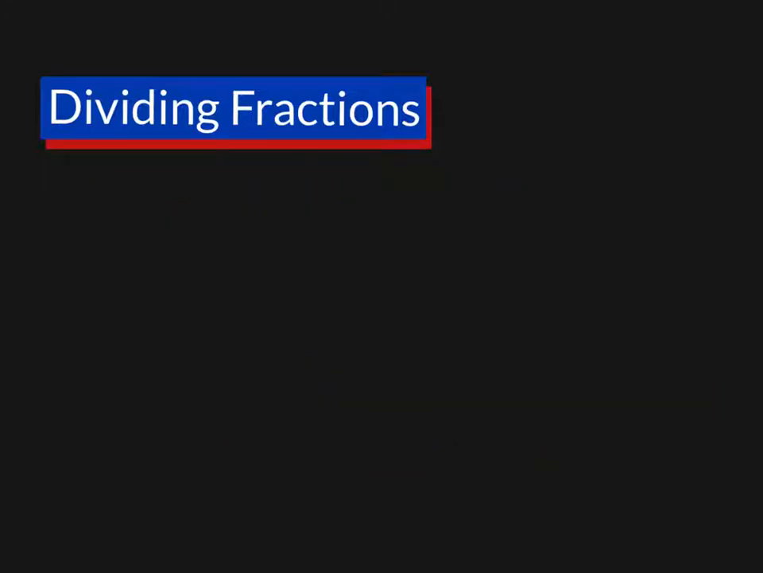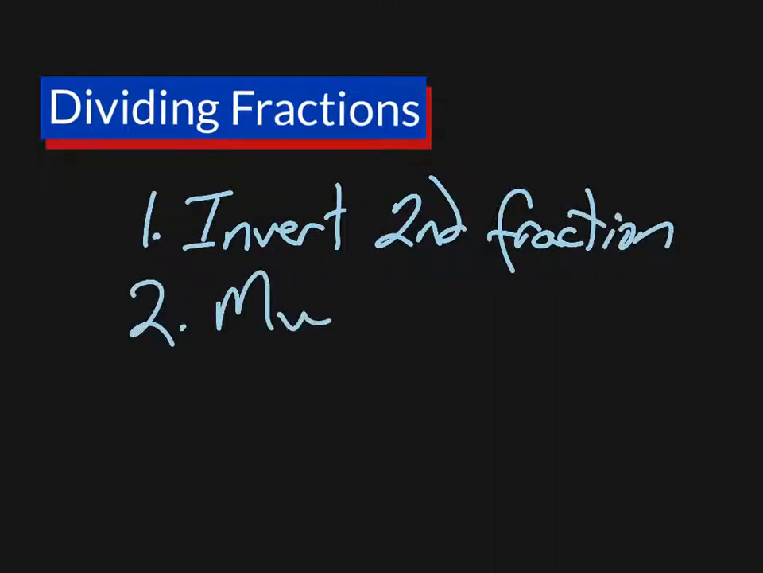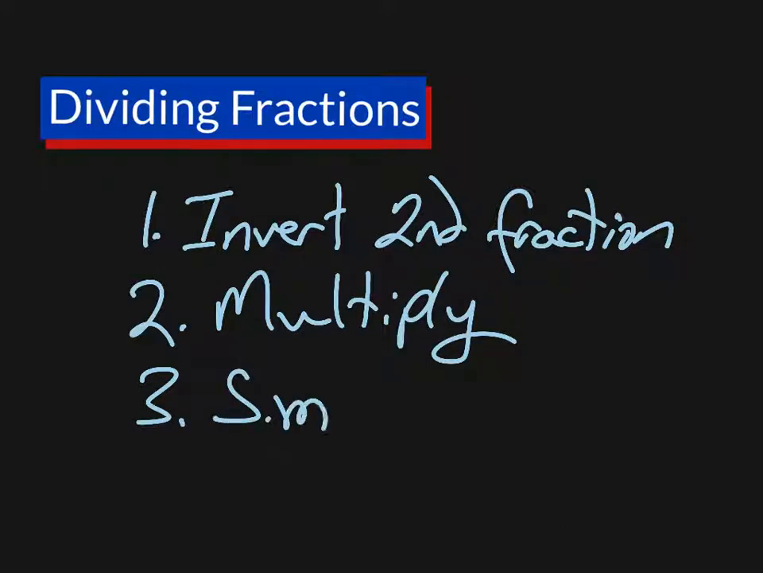So here are the steps to dividing fractions. First, you're going to invert, which means to turn the second fraction upside down. Then you're going to multiply, and you can cancel if that's possible. And then finally, as always, you're going to simplify the answer.